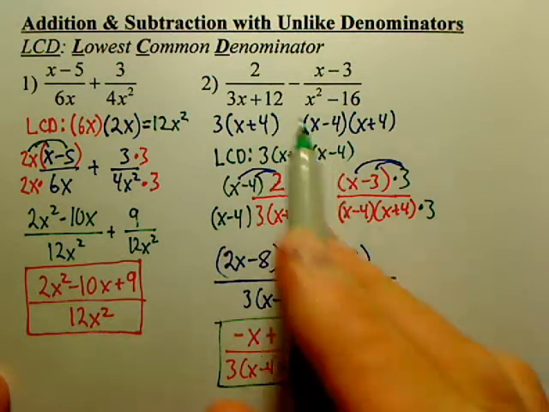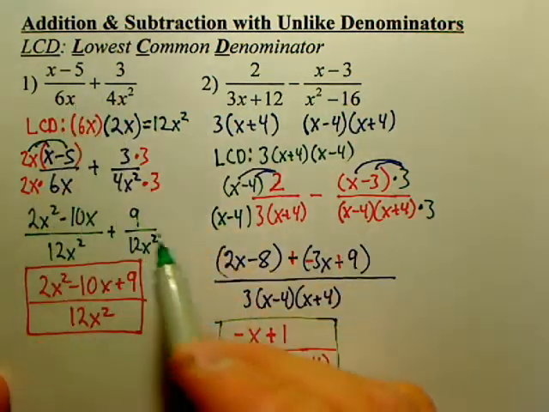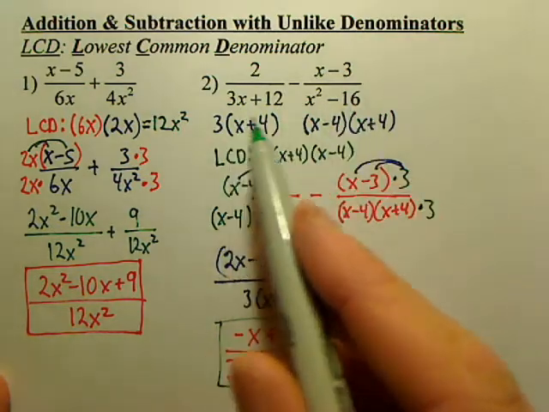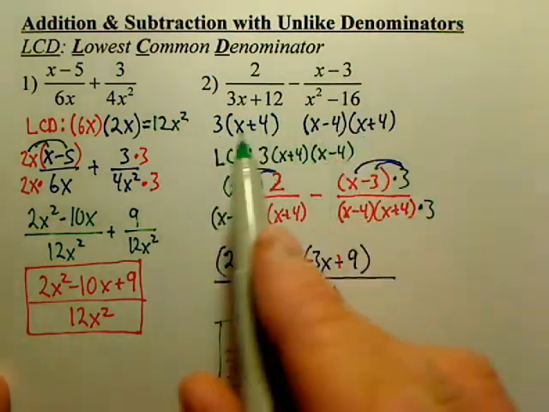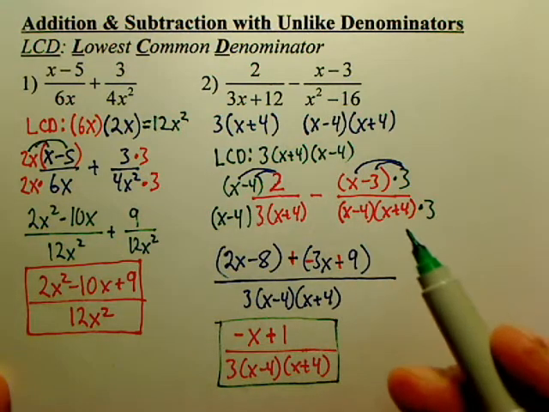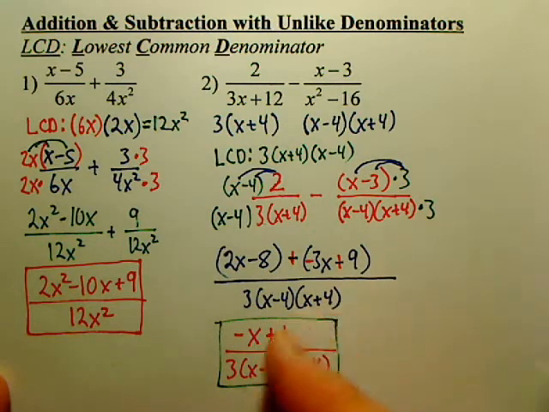So make sure you get a common denominator, the lowest common denominator. You might need to factor the bottom on a problem like this so you can see the denominators and see what would be the lowest common denominator. And then you combine the tops and leave the bottom.